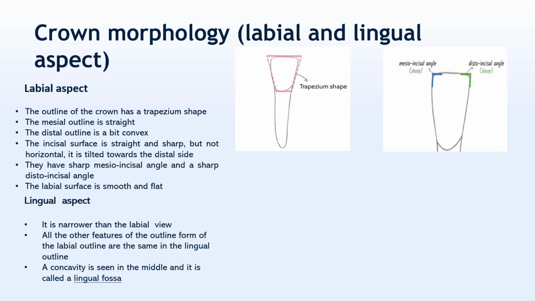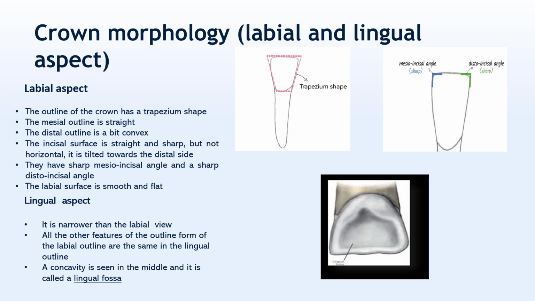Now when we look at the tooth on the lingual aspect, its crown is a bit narrower than in the labial view, but all the other features in the labial outline are the same in the lingual outline. What's different is that we see what we call a lingual fossa in the lingual outline, which is a concavity in the middle of the tooth.